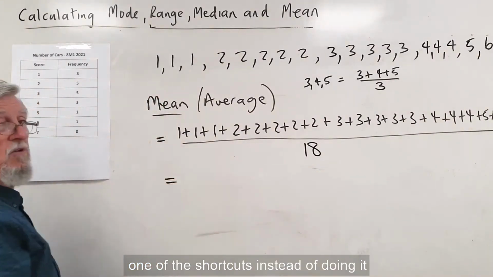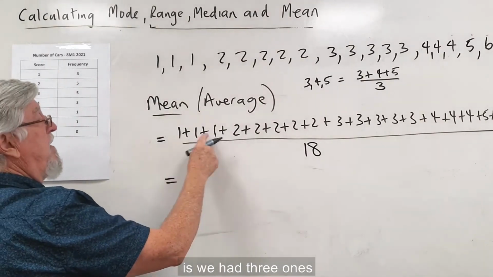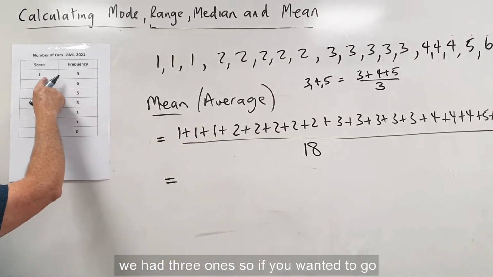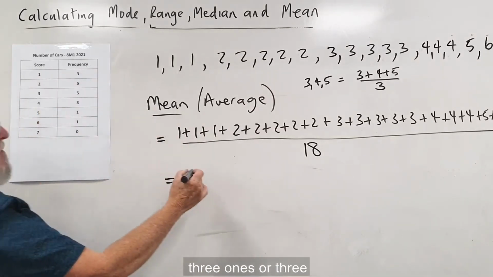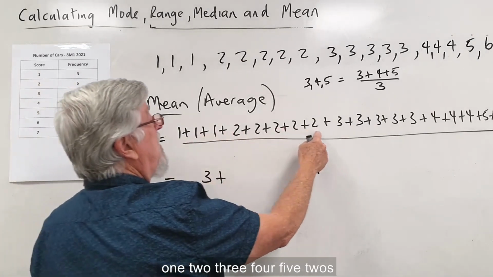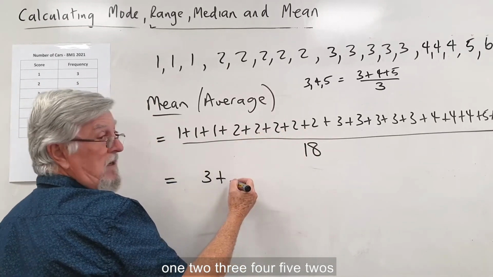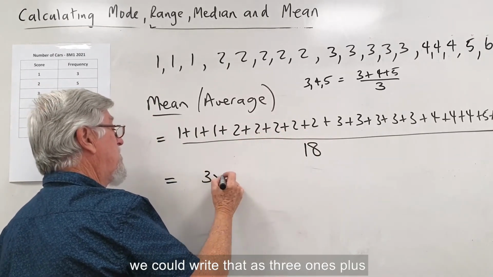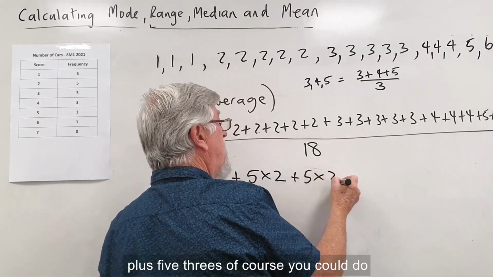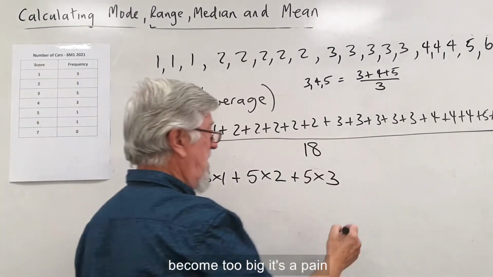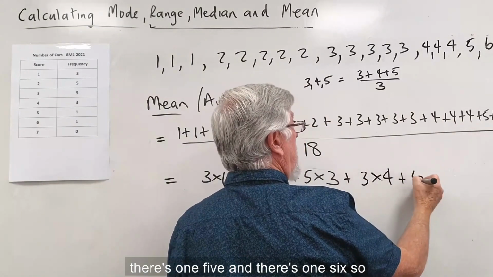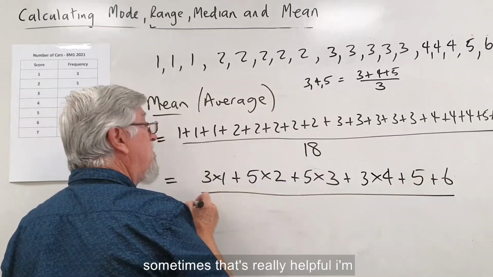One of the shortcuts, instead of doing it like that, is we had 3 ones. So if you go back to the table over here, we had 3 ones. So if you wanted to go 3 ones of 3, let's forget about the table for a moment. You can see the 3 ones there. 1, 2, 3, 4, 5 twos. If you wanted to, we could write that as 3 ones plus 5 twos plus 5 threes. And of course, you could do it the long way, but if the numbers become too big, it's a pain. Plus 1, 2, 3. So there are 3 fours. There's 1 five and there's 1 six. So sometimes that's really helpful.